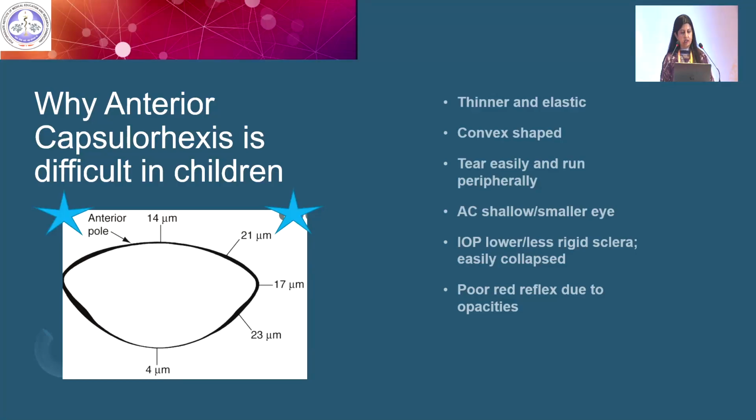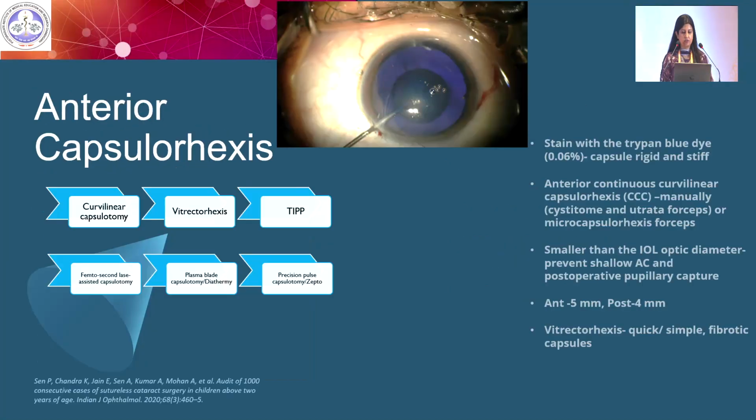Why is anterior capsulorhexis difficult in children? It is thinner and elastic, it is convex shaped, it tears easily and runs peripherally. The AC is shallow in a smaller pediatric eye. IOP is lower due to less rigid sclera, and there is poor red reflex due to opacities.